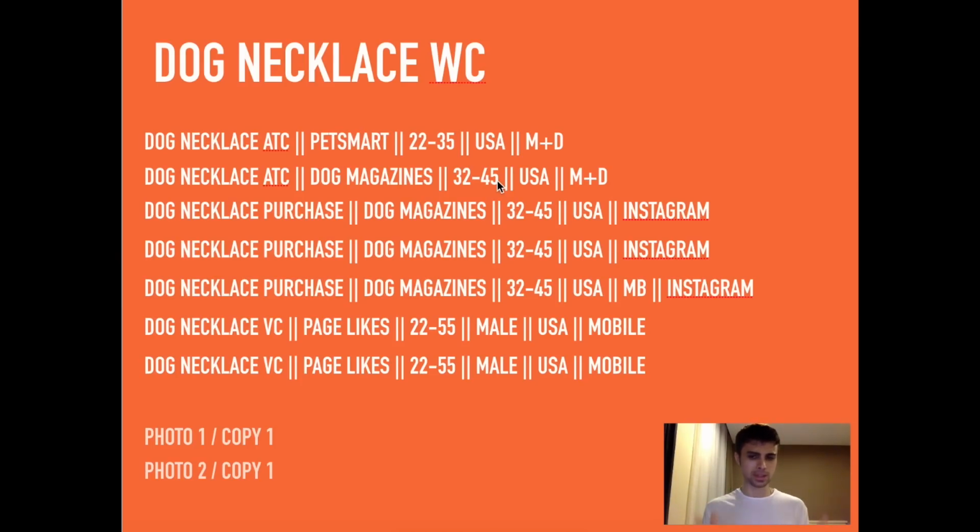I don't start campaigns with ages like that unless I prove them profitable. If I'm doing dog necklace and I'm optimizing for purchases, I'll call the ad set dog necklace purchase, dog magazines 32 to 45 USA Instagram. For example, if I'm targeting Instagram and not mobile and desktop. And for example, dog necklace purchase, dog magazines 32 to 45 USA MB, which is manual bid.